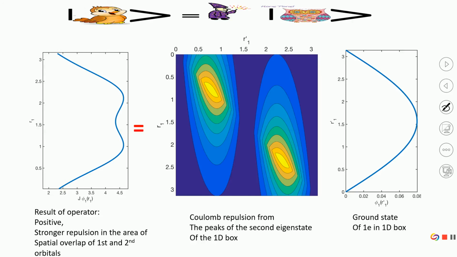And after acting with this Coulomb part, it slightly changes the shape. It still has a bigger maximum in the center, and it is positive because it is Coulomb repulsion. And it is getting a little bigger where the first and second orbitals overlap. But it means there is repulsion of the first electron from the second. So this visualization illustrates how electrons are repelled.